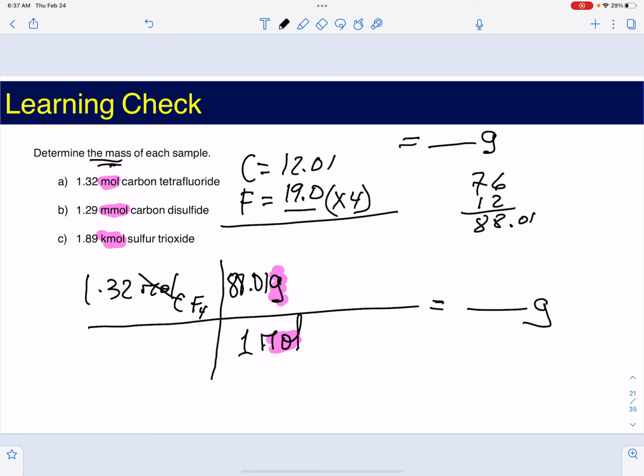So it's going to be 88.01 grams per mole. And if by any chance that happens to be a little bit off, double check it on the periodic table. But the procedure is this procedure, right? We set up to cancel the moles, and that gives us the grams. Let's do the next one.